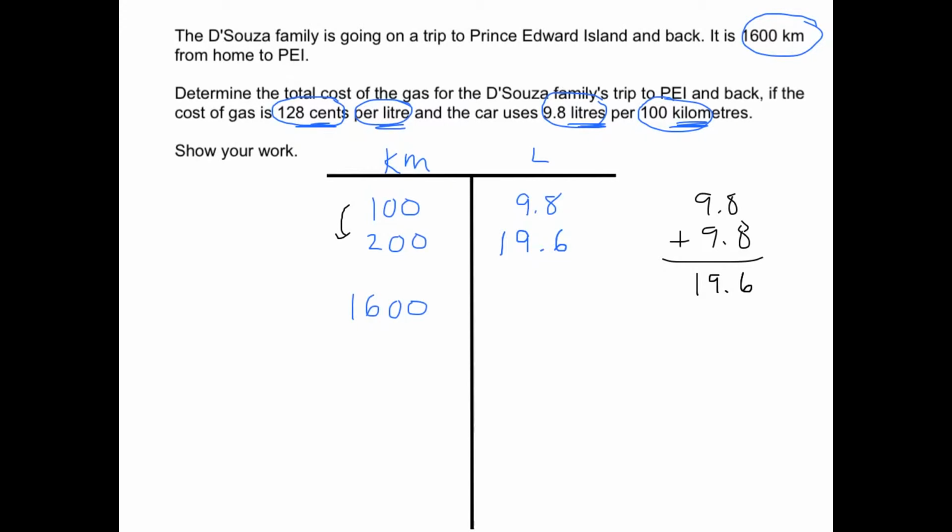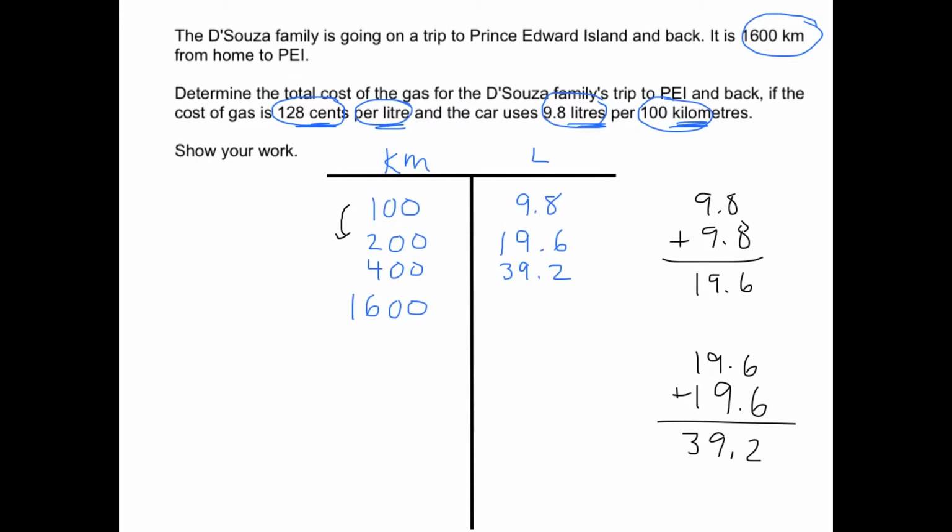Think about how this information can help us. How about if I asked you to find how many liters the car uses for 400 kilometers? Once again, I'm doubling my amount. So for every 200 kilometers, we use 19.6 liters. So once again, I'm going to take 19.6 and double it. 19.6 plus 19.6 is 39.2. So for 400 kilometers, the car uses 39.2 liters of gas.